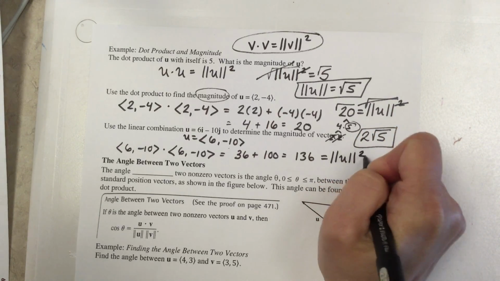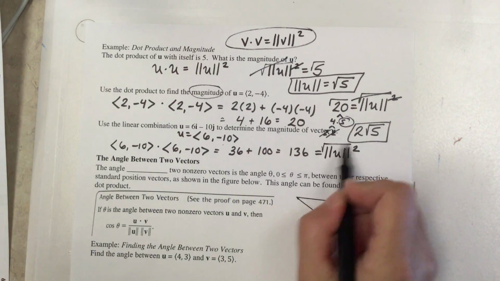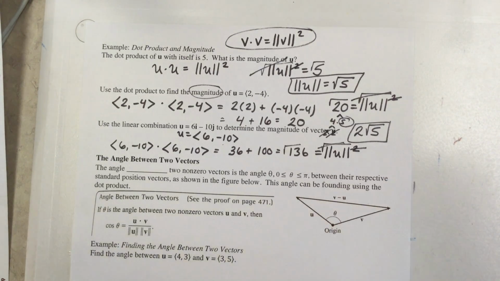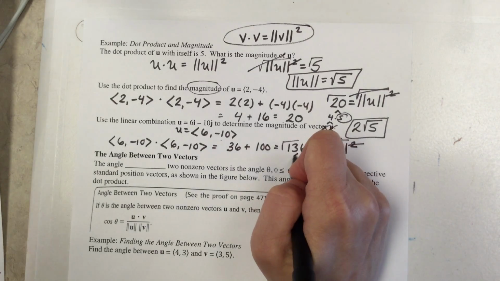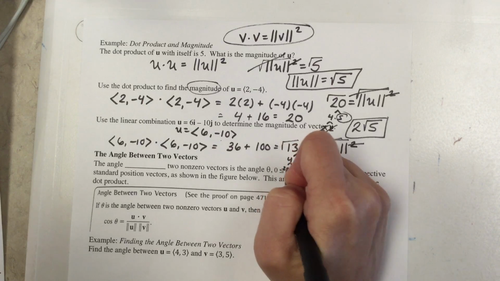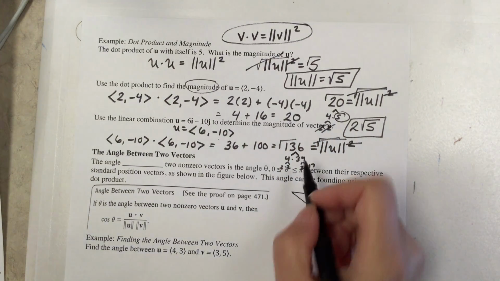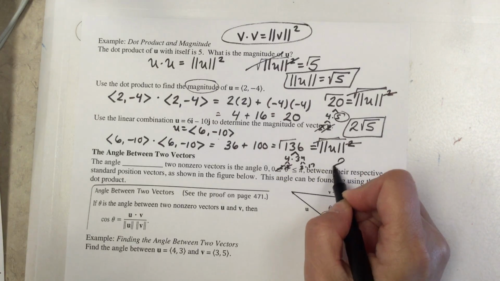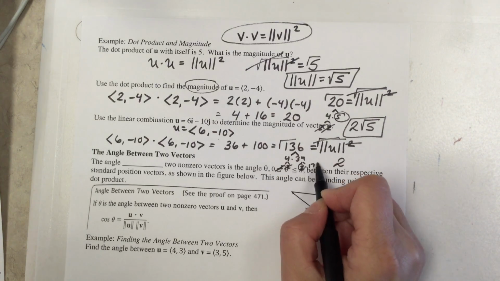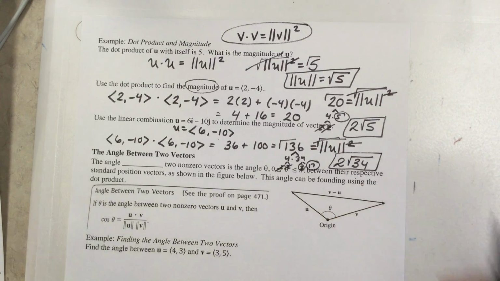the magnitude squared. So if I want to find the magnitude, I need to cancel the power of 2. 136, well, that's 4 times 34. 4 is 2 times 2. 34 is 2 times 17. So I can cross off 2 2's. I get to write a 2. 2 and 17 are stuck. 2 times 17 makes 34.